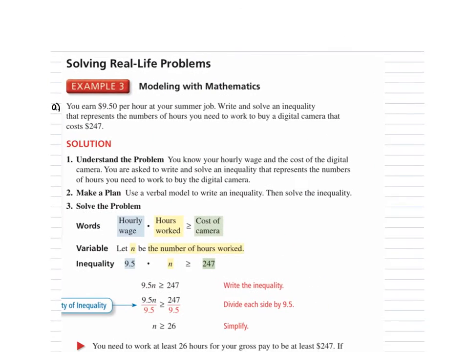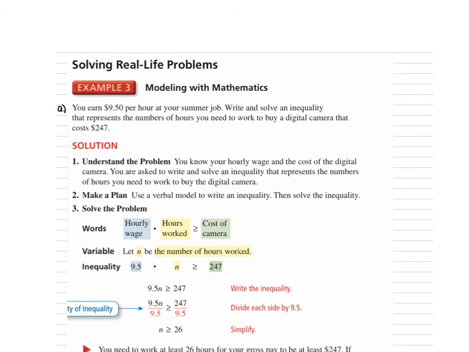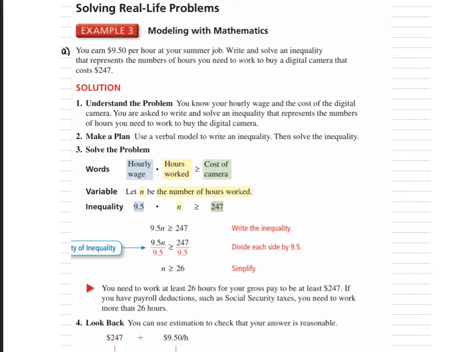For our next examples, we get into word problems. For example 3A that's done for us, it tells us that you earn $9.50 an hour at your summer job. Write and solve an inequality that represents the number of hours you need to work to buy a digital camera that costs $247. So if you work n hours, you get $9.50 an hour. That's $9.50 times n is greater than or equal to $247, so that way you have at least the $247 to buy the camera. If you were to solve that, you would just divide each side by the 9.5, which gives you n is greater than or equal to 26.